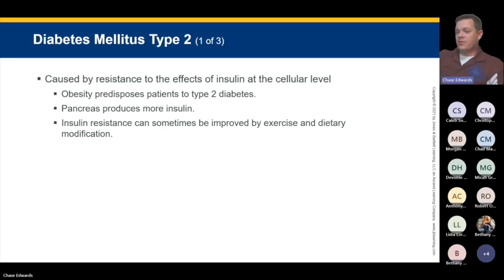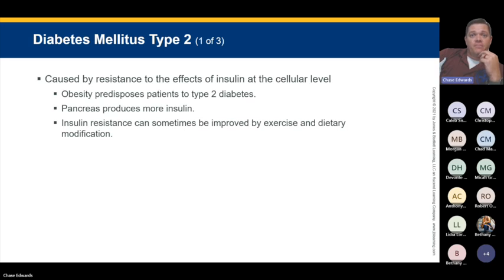All right. So what we just went over was diabetes mellitus type 1. Now we will discuss diabetes mellitus type 2. It's caused by resistance to the effects of the insulin at the cellular level. One thing to know is that obesity predisposes patients to type 2 diabetes. So generally they have a larger body habitus. Generally, doesn't mean all of them, generally.